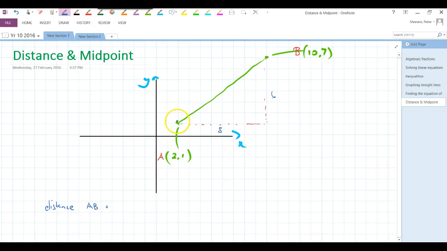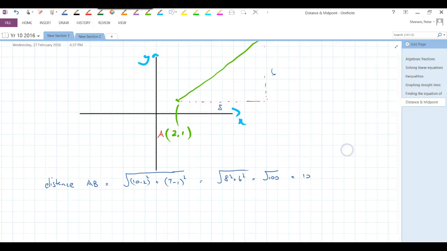So for the distance AB, let's use Pythagoras to find it. We're finding these lengths, but we're going to use the difference between the x coordinates 10 and 2. So 10 minus 2 gives us this 8. So the distance AB is 10 minus 2 squared plus, now the rise here, the 6 value, comes from 7 minus 1. 7 minus 1 squared, so that's the square root of 8 squared plus 6 squared, which is the square root of 100, which is 10. Okay, so that's the distance AB.